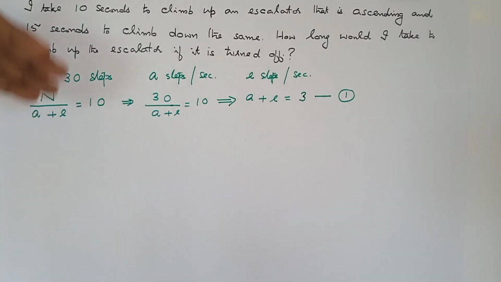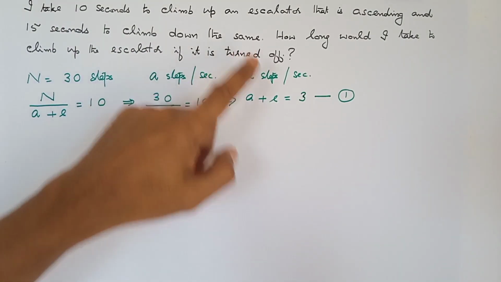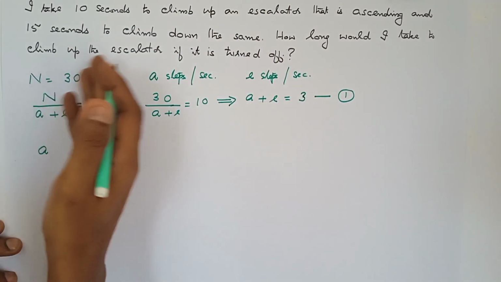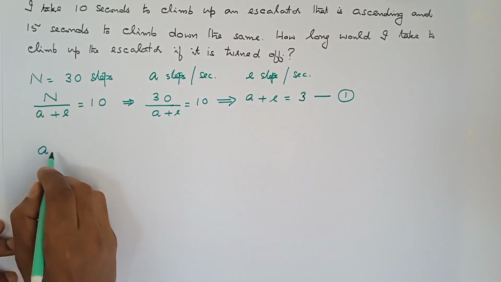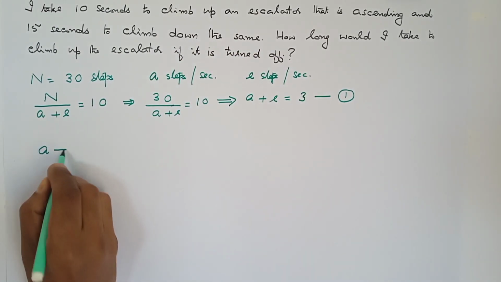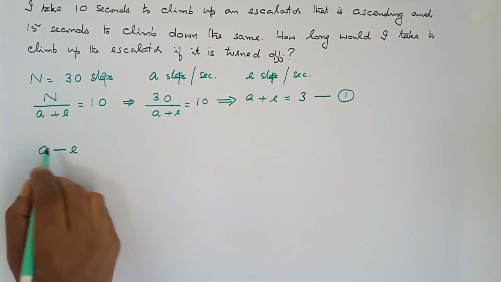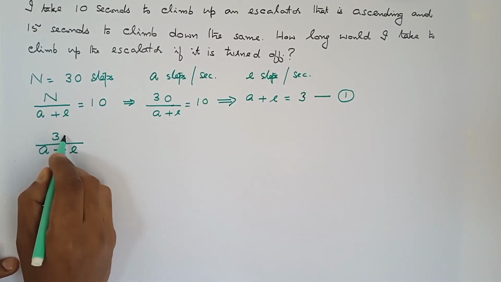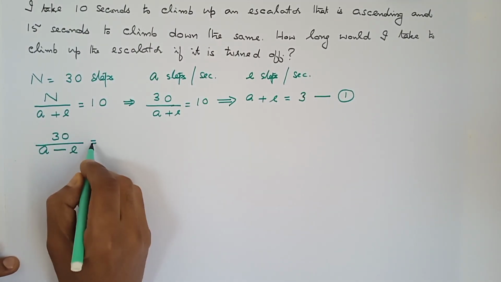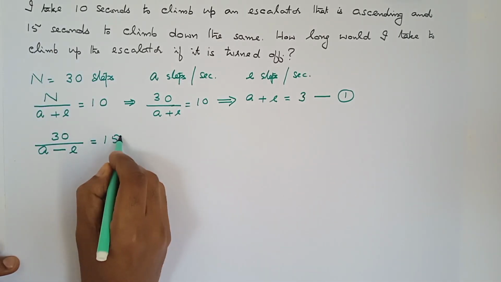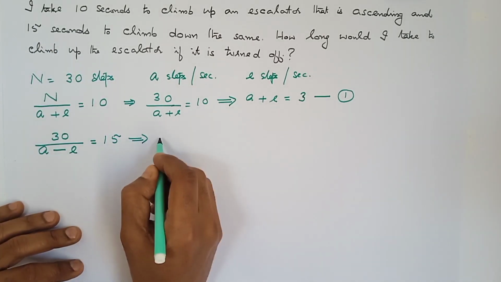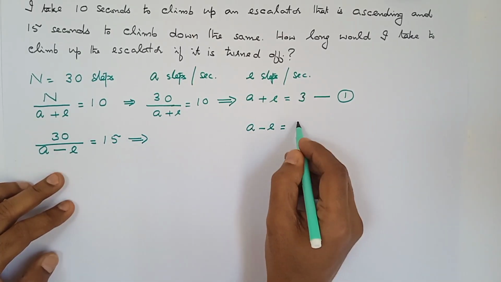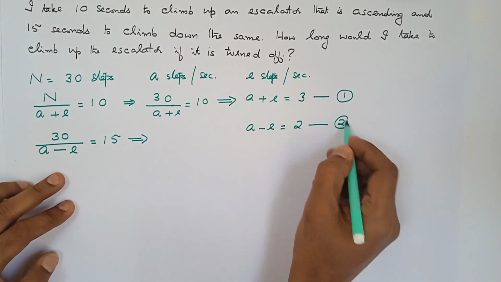Then I'm climbing down the same escalator that's ascending. So these are in different directions. A is my speed, there's no change in that, and E is the speed of the escalator. Here A minus E will be the effective speed because I am climbing down while the escalator is moving up. And 30 is assumed to be the total number of steps, and for that obviously I'll take more time, which is given to be 15. Again cross multiplying, A minus E equals 30 by 15, which is 2. So we got a second equation.